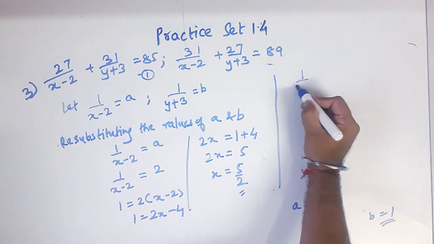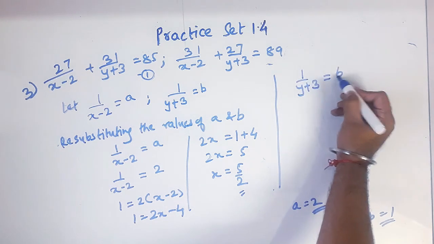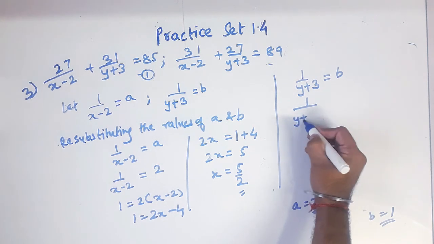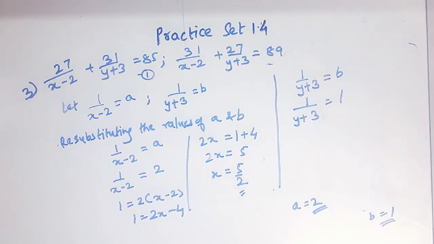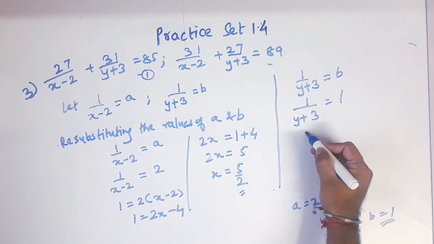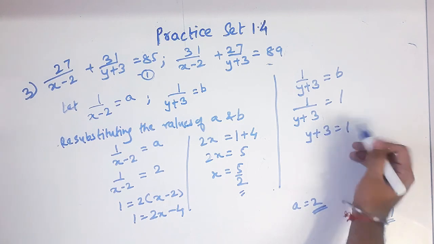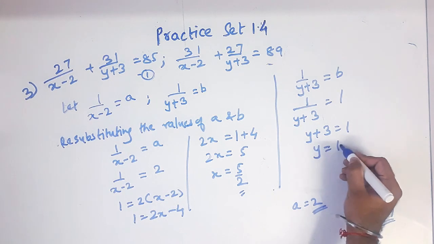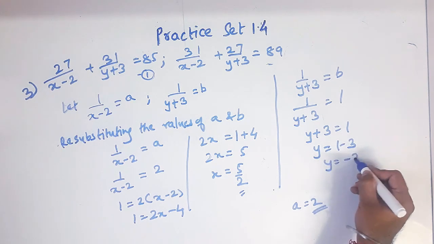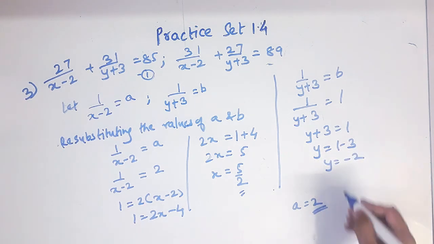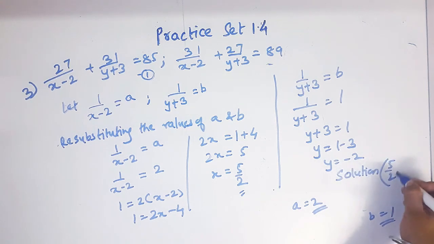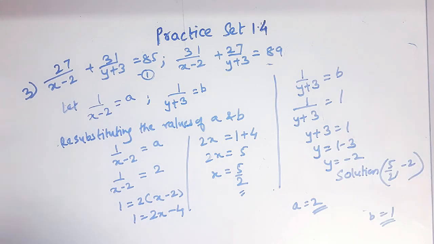Now we'll write 1 upon y plus 3 equals to b. So 1 upon y plus 3 equals to, this is 1, b is 1. So y plus 3 cross multiply equals to 1. Okay, after cross multiplying we'll get y plus 3 equals to 1. So what is y now? Y is equal to 1 minus 3, y is equal to minus 2. Okay, so I'll write the solution. What is the solution? X is 5 upon 2 and y is minus 2.